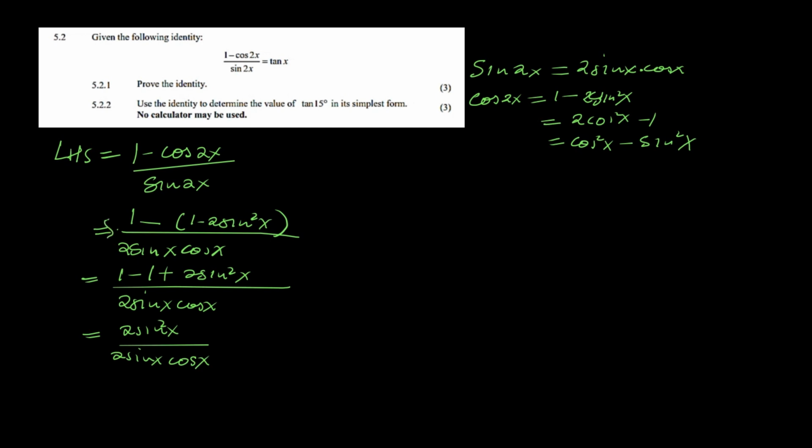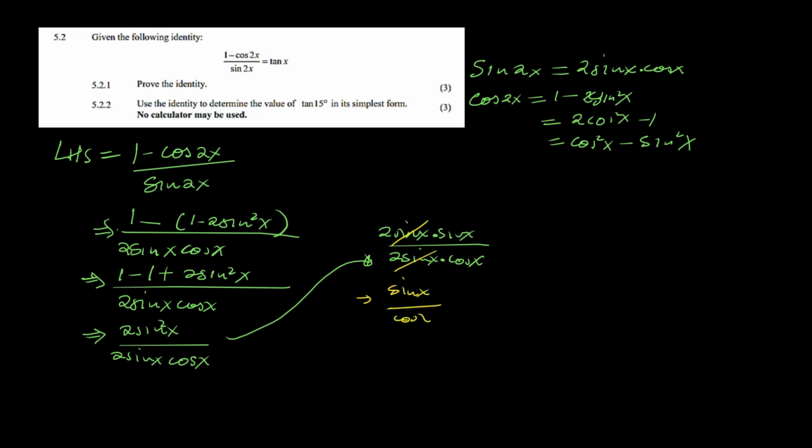Let's use arrows here because this is not an equation, but an expression. Thereafter this will just be 2 sine x multiplied by sine x divided by 2 sine x cos x. These two will divide each other. We remain with sine x divided by cos x, which further simplifies to tan x. Therefore left hand side is the same as the right hand side.